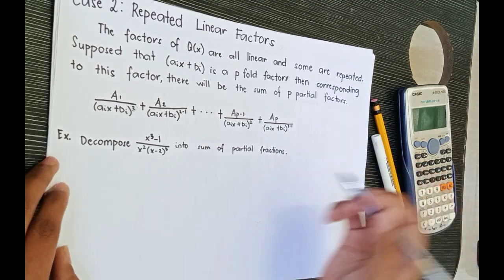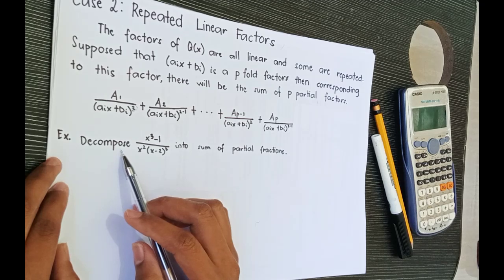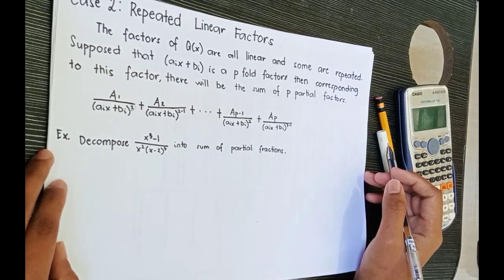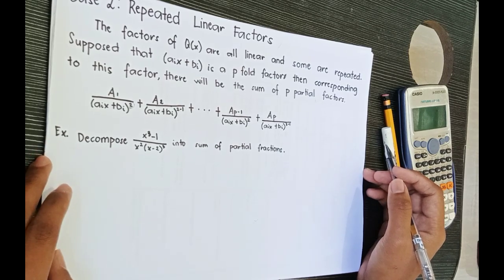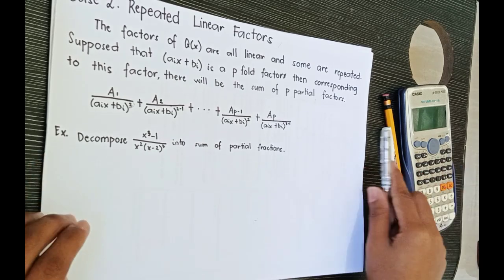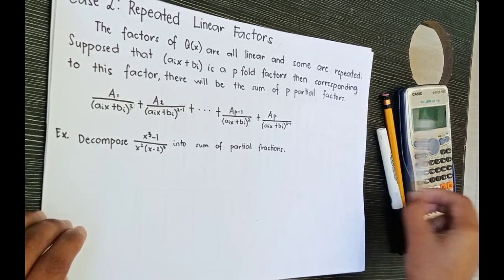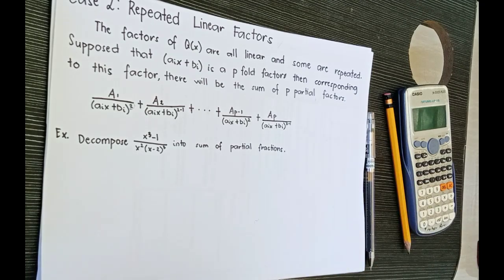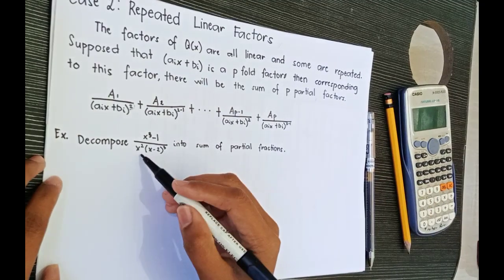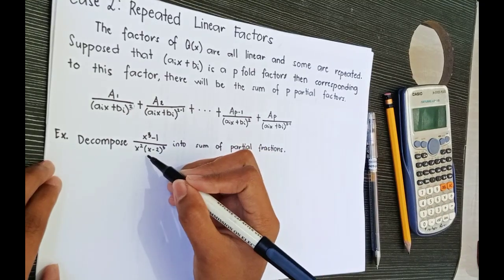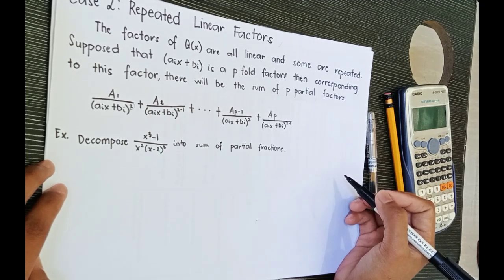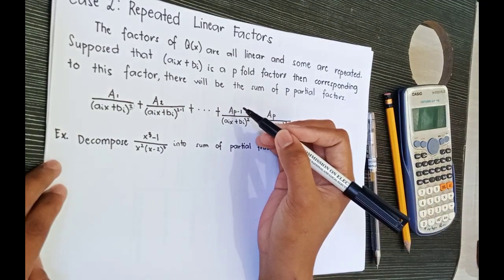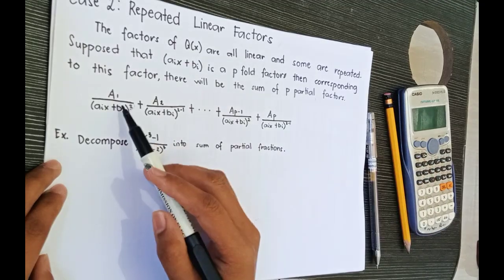So, for example, we have here: decompose (x cubed minus 1) all over x squared times the quantity (x minus 2) raised to the power of 3 into a sum of partial fractions. The first thing we consider is to factor our denominator. Since in this example our denominator is already factored, we can proceed now to write it in the form like this.